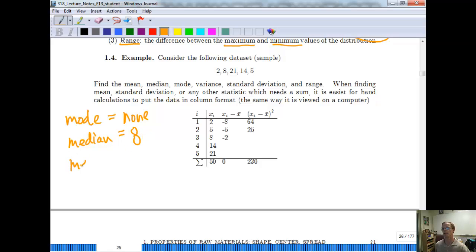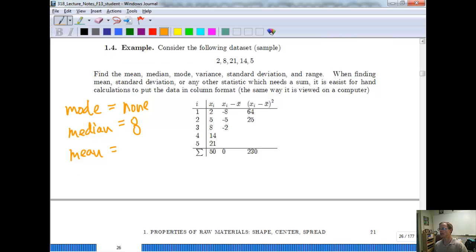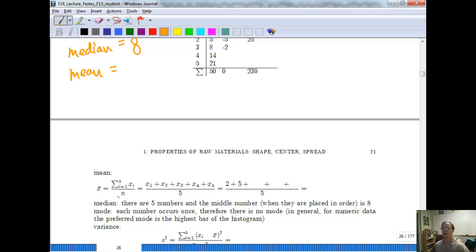And then the mean, we're going to take the sum of the x's, and let's get some notation for that just to show how the notation's working. Here's the sample mean. The sum of the x's over 5, but specifically it's 2 plus 5 plus 8 plus 14 plus 21, which is 50 over 5. That gives me 10. So 10 is my mean.